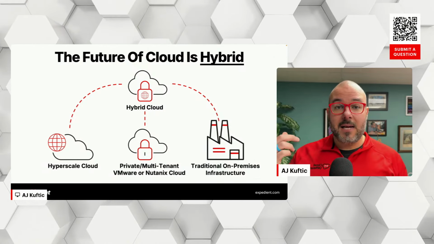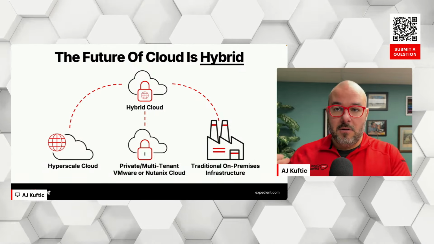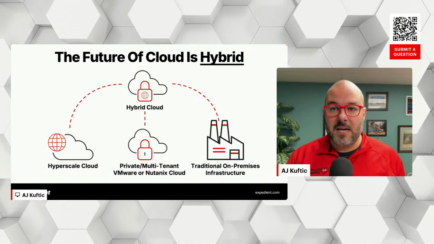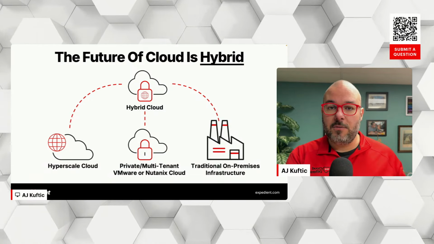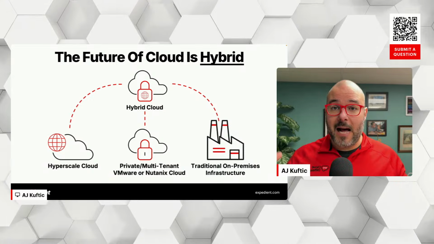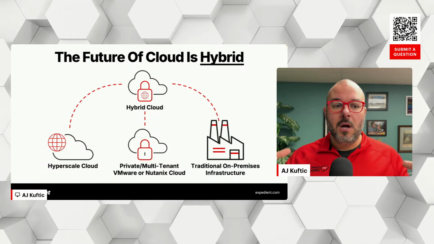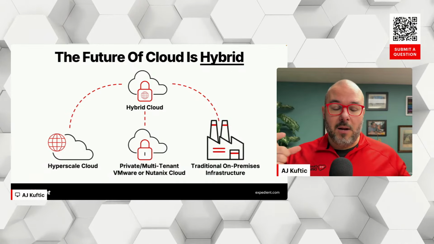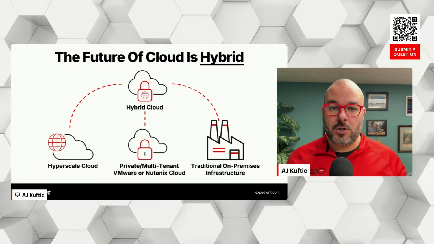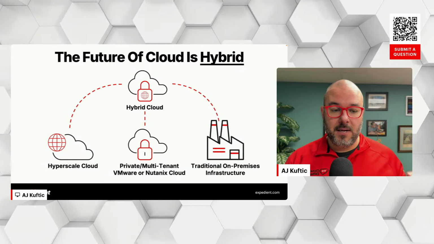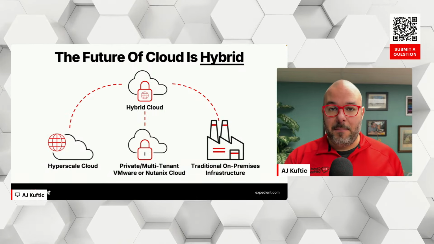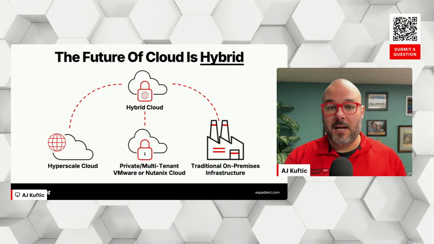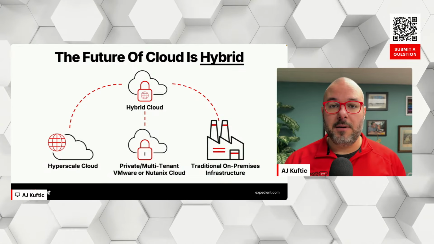And so having hyperscale cloud, private multi-tenant VMware or Nutanix cloud, and traditional on-premises infrastructure means I have multiple options where I can optimize where my workloads are running and what they are running with, in order to ensure that my business has the best availability, the best cost benefits, and the best access for my end users to make sure that they're able to get their work done.